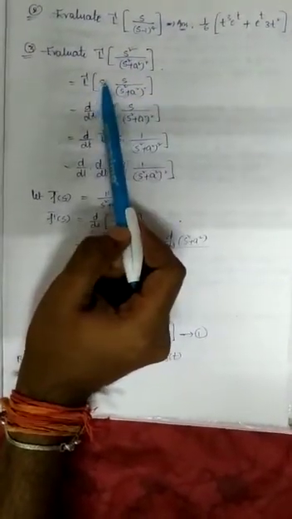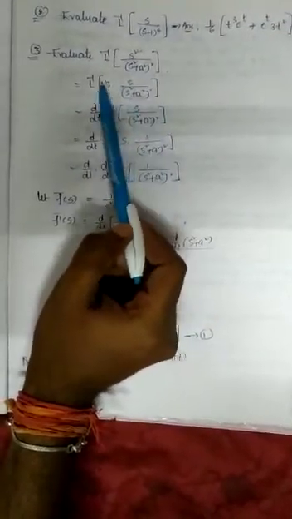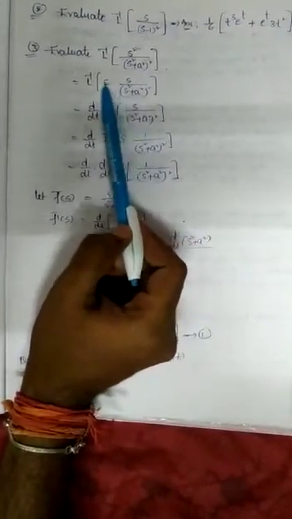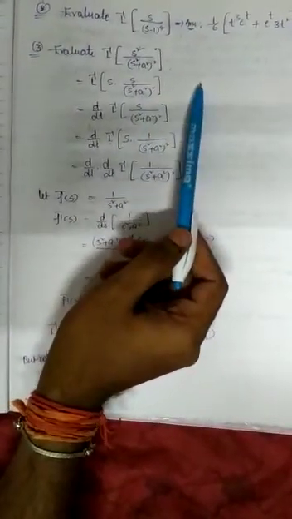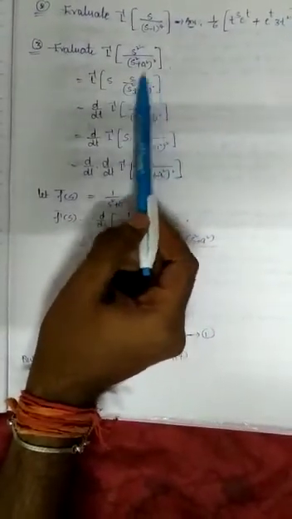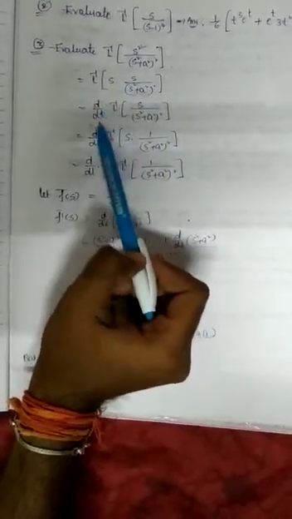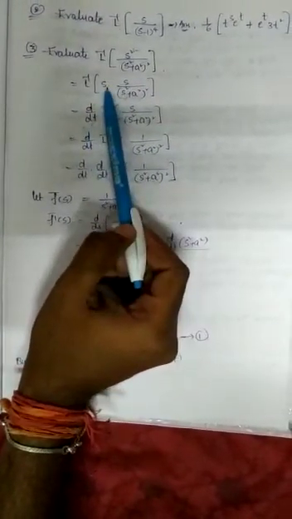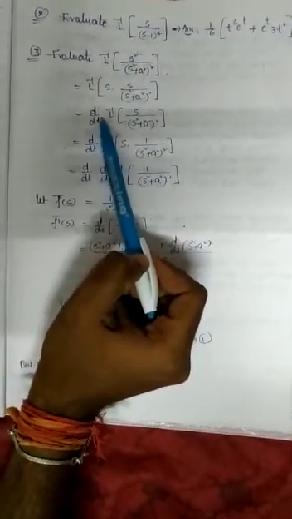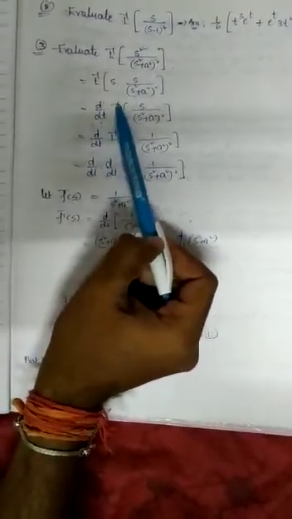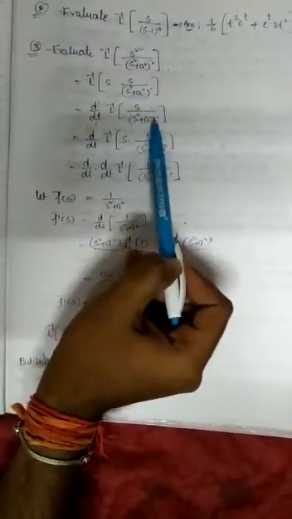Now write s square as s into s by (s square plus a square) whole square. Here it is in the form of s into f bar of s, that is multiplication by s. s into f bar of s is nothing but f dash of t, that means we have to differentiate the function, d by dt. So if you take out this s, you can write it as d by dt of Laplace inverse of s by (s square plus a square) whole square.